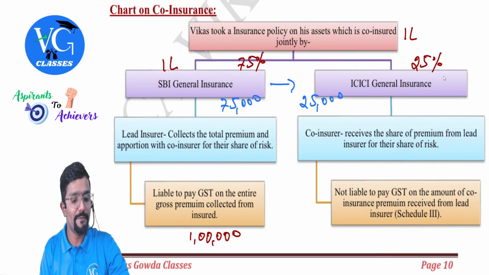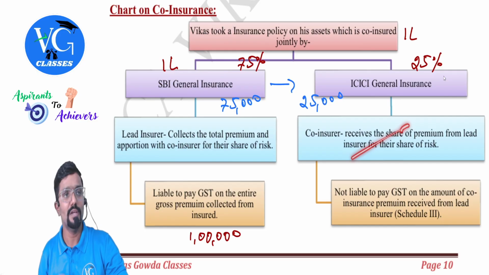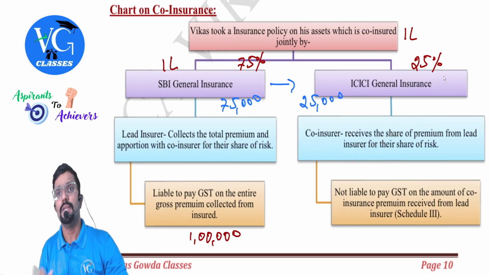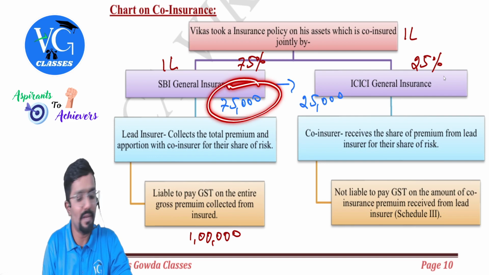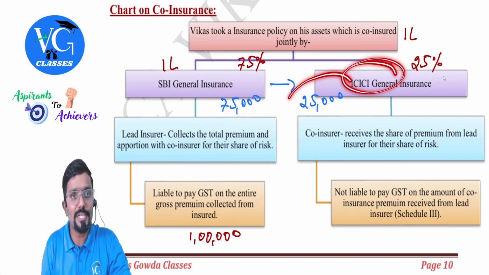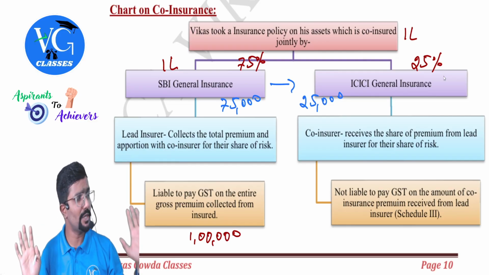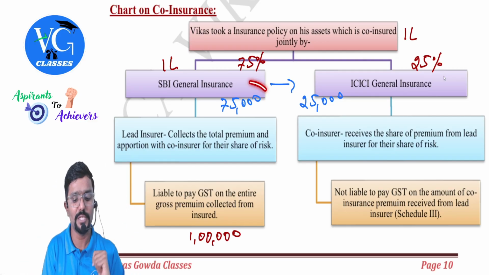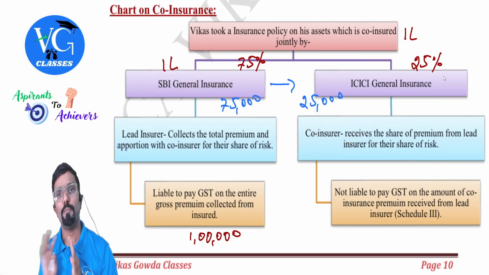Hope you understood. If SBI, who is the lead insurer, has paid GST on the entire gross amount, then for the co-insurer, it is not taxable again. Sir, what if by chance SBI has paid tax only on 75, then here ICICI has to pay it on 25. Clear? But they are not giving that option also. They are telling the lead insurer, please pay on the entire 1 lakh. In that case, co-insurer, don't pay it.